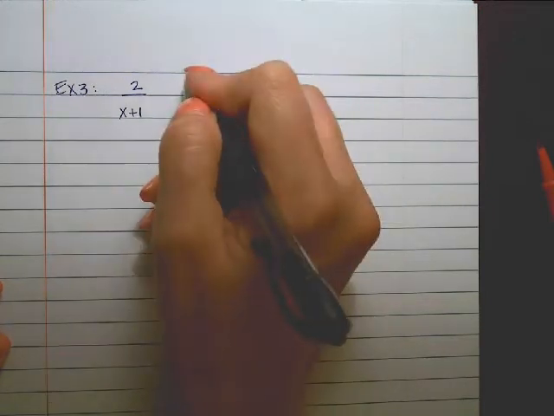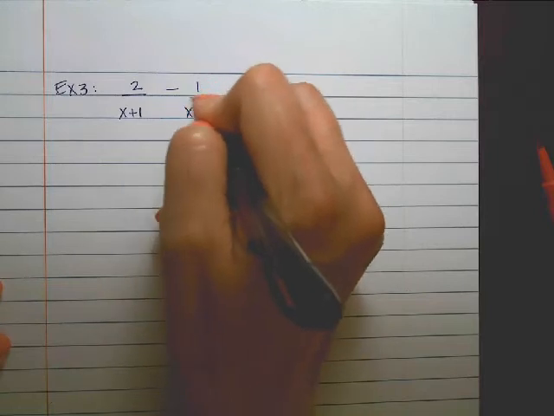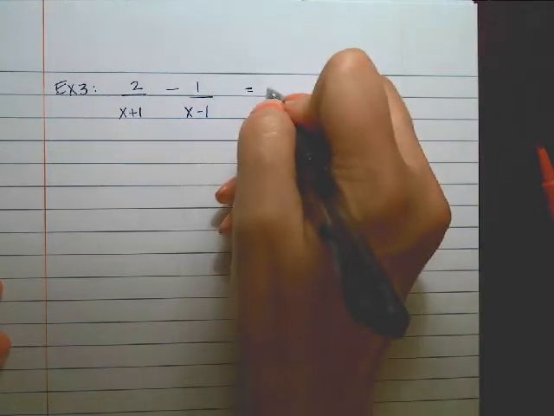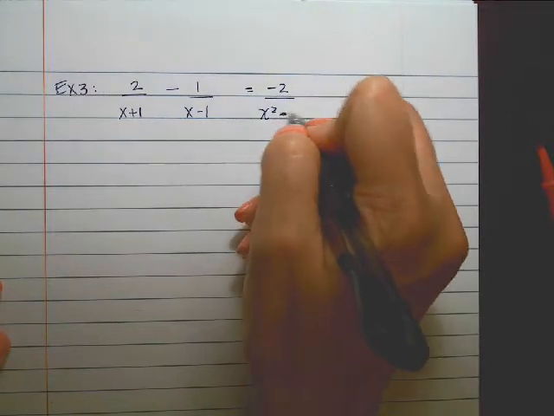So example 3, find the top of my page here. So example 3. So we have 2 over x plus 1, minus 1 over x minus 1 equals negative 2 over x squared minus 1.